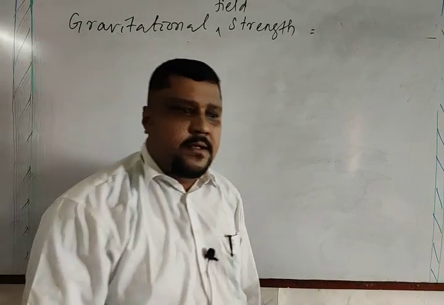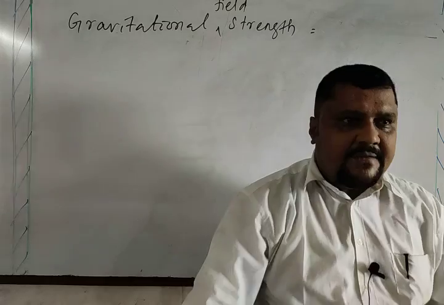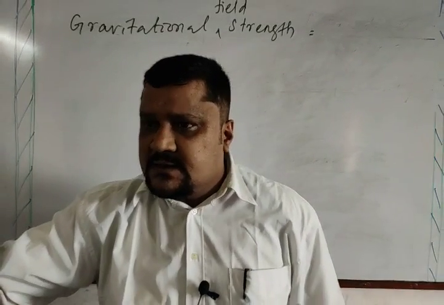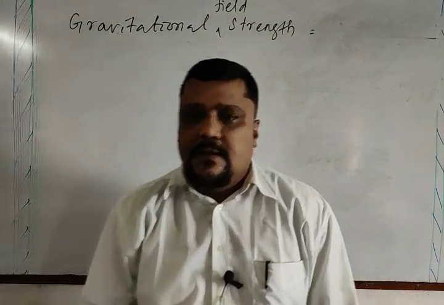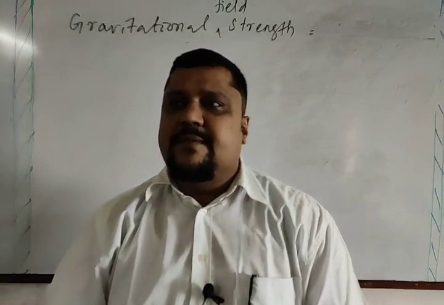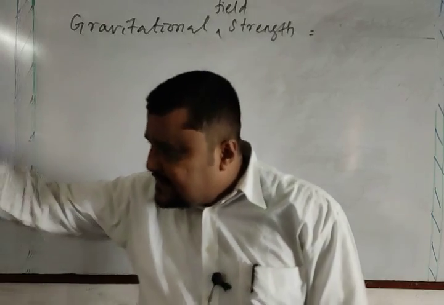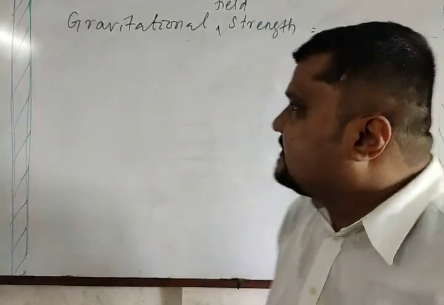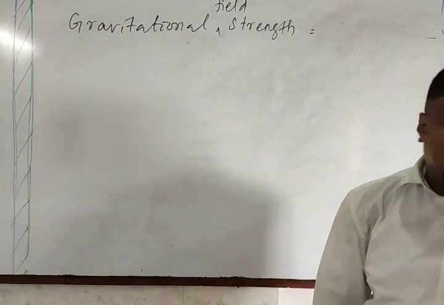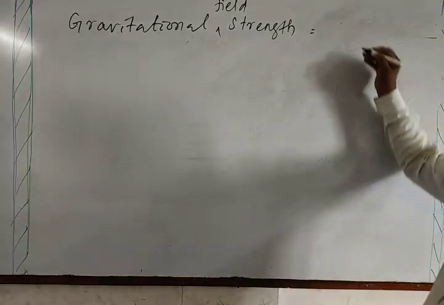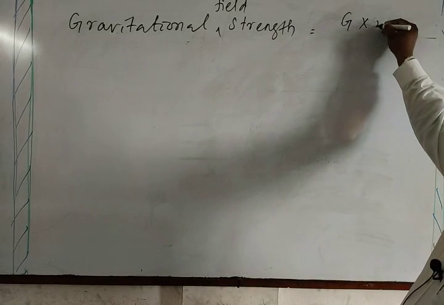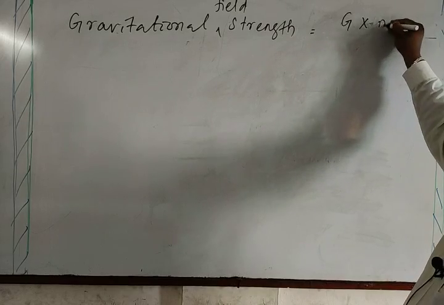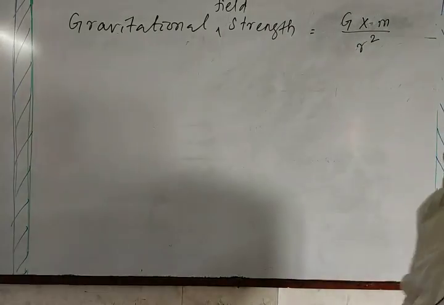If I am standing here, I have a gravitational field in this hall. If someone enters this room, there is a force of attraction between us. If he is not in my field region, there is no force of attraction. On that basis, the formula for gravitational field strength is the gravitational constant G into mass, let me write it like this, Gm by r square, distance square.